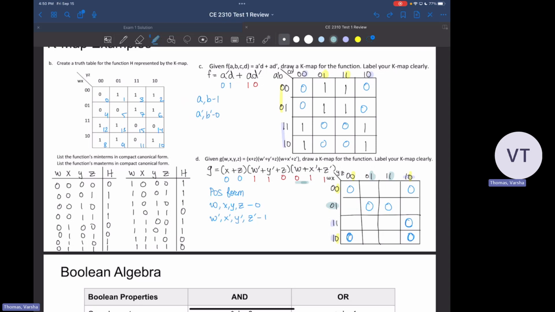Okay. And then again, with the K-map, wherever there is not a 0, you have a 1. I'm just going to fill those in. And that is the fast way of going from equation to K-map. Okay, any questions, y'all?